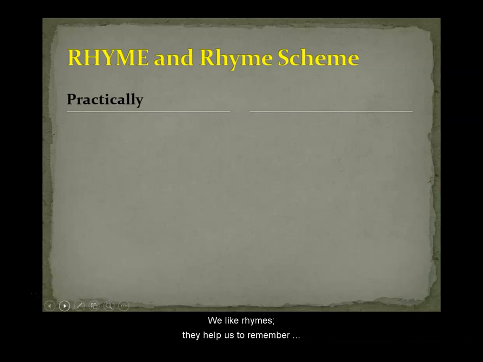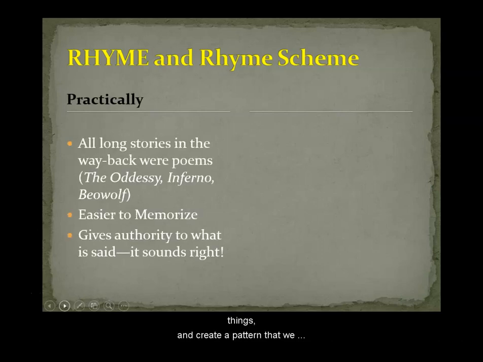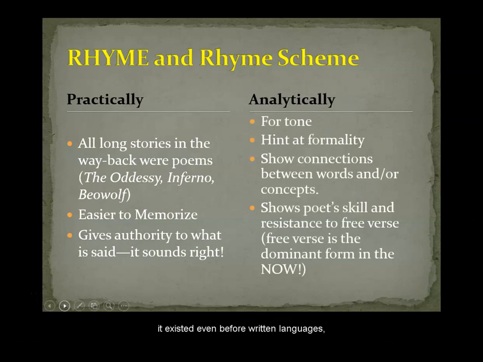We like rhymes. They help us remember things and create a pattern that we can appreciate and predict. The pattern of rhymes in a poem is called its rhyme scheme. These rhyme schemes vary from poem to poem, creating an effect that, like sound and rhythm, adds to the understanding of the poem. But there are other reasons for rhyme, and rhythm for that matter. The fact is that poetry existed before prose, and it came about for a reason. In fact, it existed even before written languages, so people composed in rhyme to more easily remember the work.